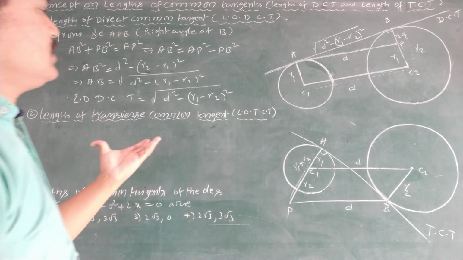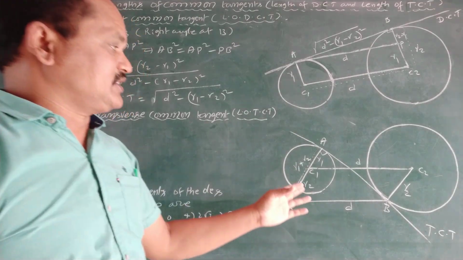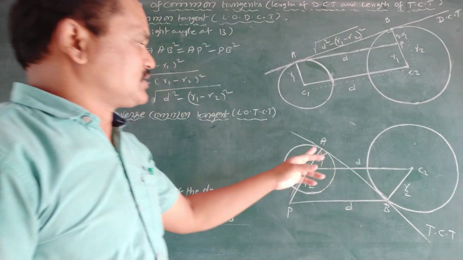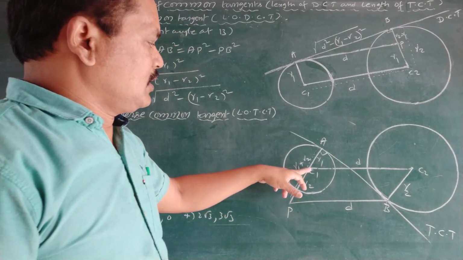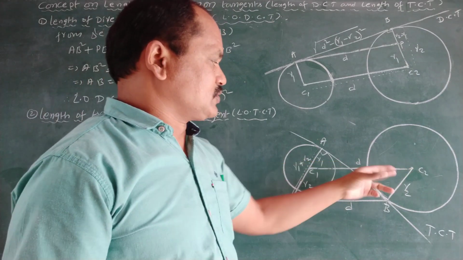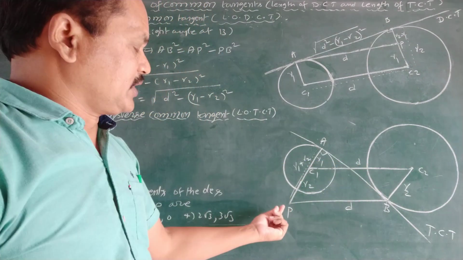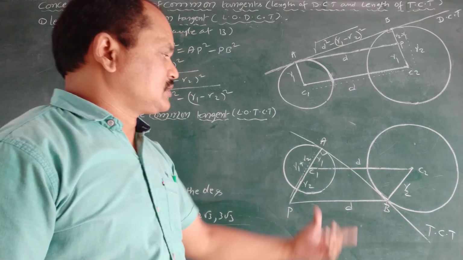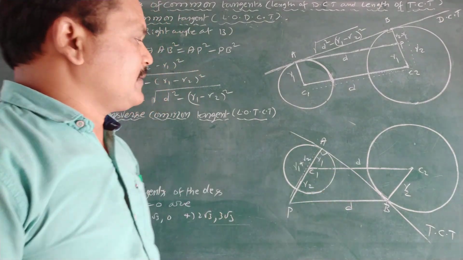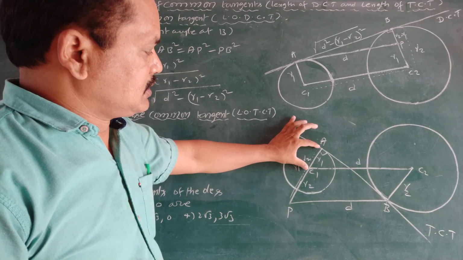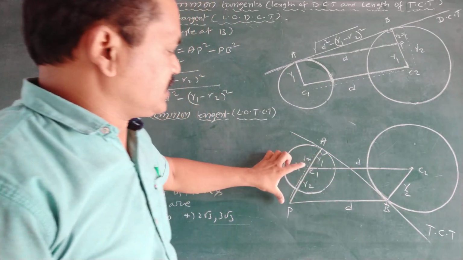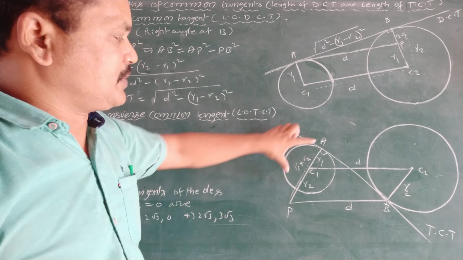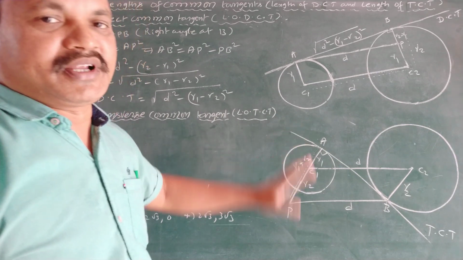Now we have to find the length of the transverse common tangent from the second case. Here also, observe, this is the line joining C1, C2, its length is D. Now we have to take a line parallel to C1C2, that is PB. So its length is also D. This part is R1, and this part is R2. Now the total length of AP is the sum of them, R1 plus R2.